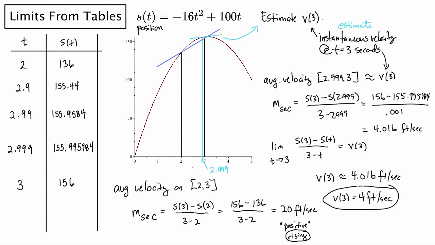So the average velocity over the last 0.001 seconds is approximately the same as the instantaneous velocity at 3 seconds. And so using information from a table, you can quickly discern average velocities, instantaneous velocities, and at least get good approximations on instantaneous velocities at points. Remember, this is the slope, by the way. This instantaneous velocity is the slope of the tangent line at the point t equal to 3.